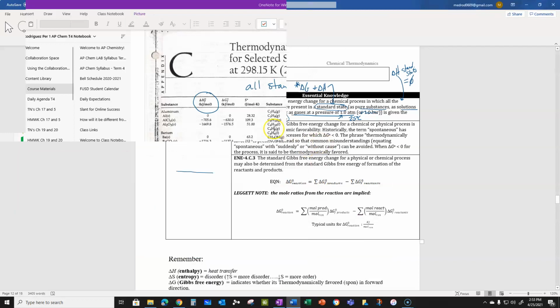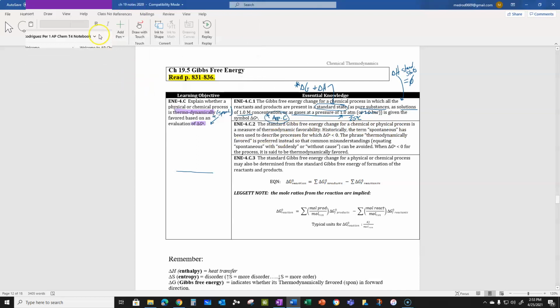So with this, the standard Gibbs free energy change for a chemical or physical process is a measure of thermodynamic favorability. We want a certain value for that delta G, and that will tell us if it's spontaneous or not. Historically, the term spontaneous has been used to describe a process when that delta G is less than 0. So thermodynamically favored, spontaneous, that delta G has to be negative, not 0, has to be negative.